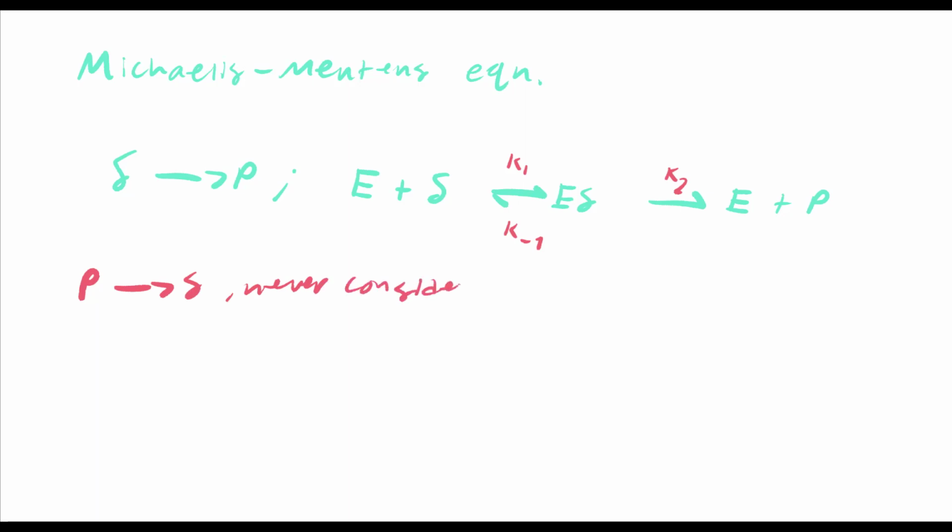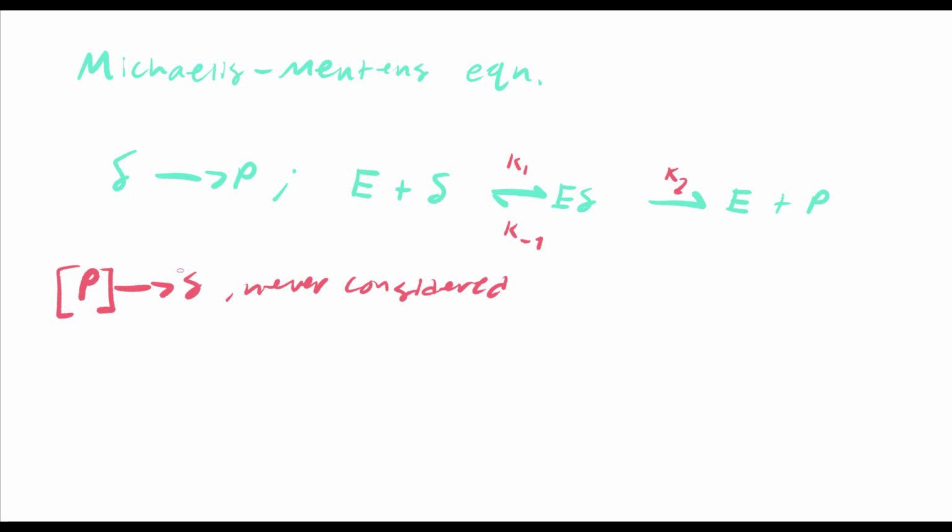So the fully reversed reaction is never considered, okay? And it also makes an assumption that the reason this never happens is because the concentration for P in the beginning is so low, right? It's never going to go back to S.